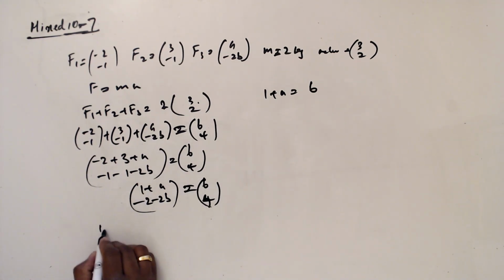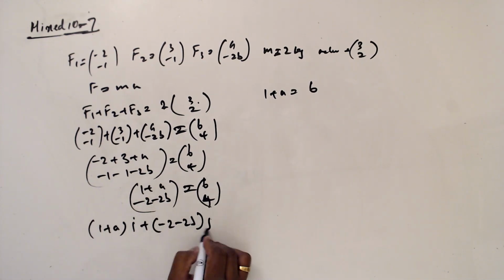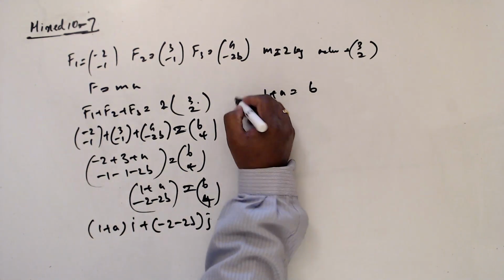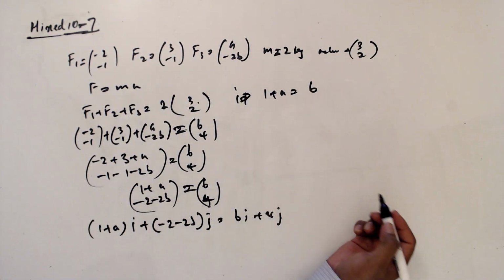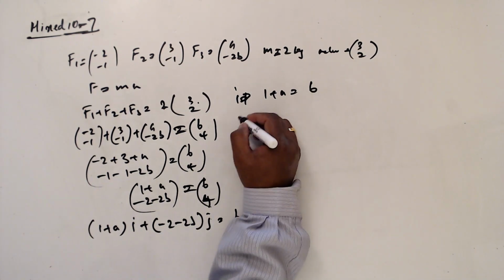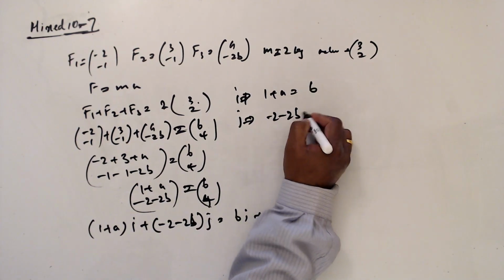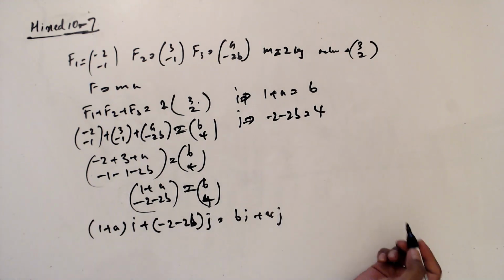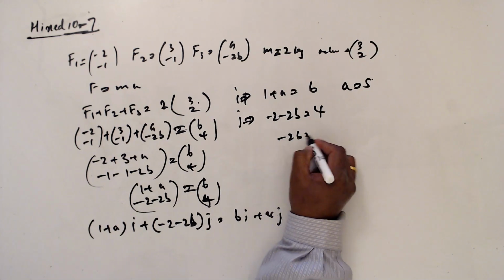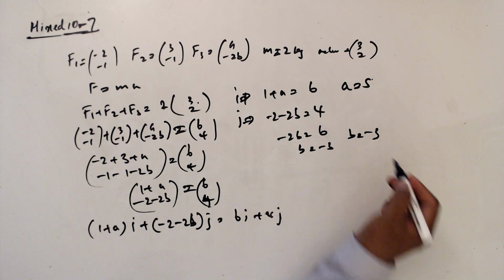I will write (1 + a)i + (-2 - 2b)j = 6i + 4j. So when we compare the i component, 1 plus a equals 6, and the j component is minus 2 minus 2b equals 4. So from here a equals 5, and minus 2 minus 2b equals 4, b equals minus 3.